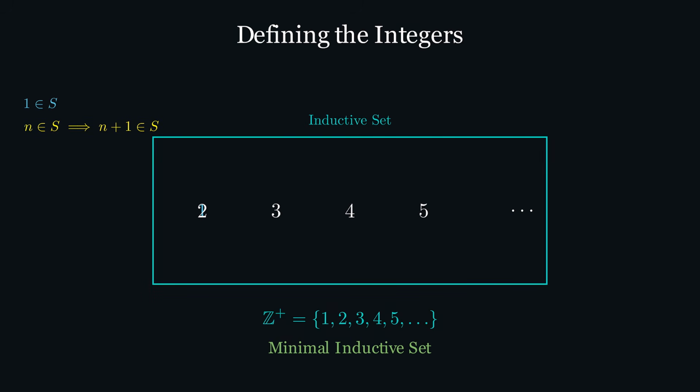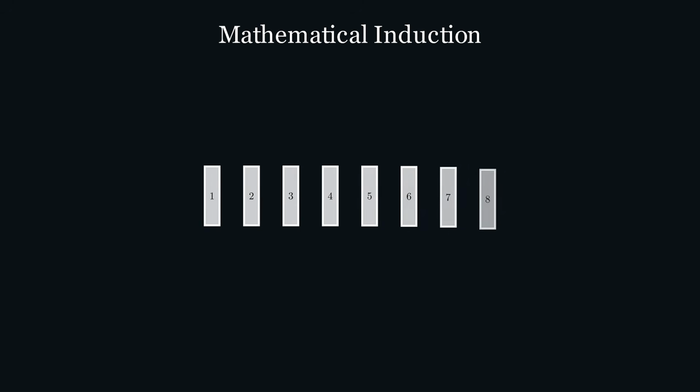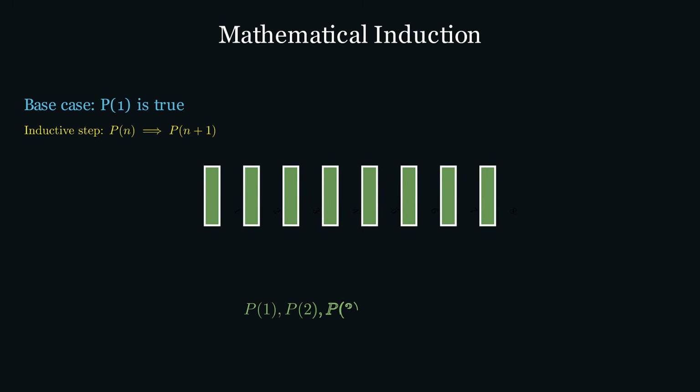It contains 1, then 2, then 3, and continues indefinitely. No gaps exist between consecutive integers. This construction yields the principle of mathematical induction. If a property holds for 1, and whenever it holds for a number, it also holds for the next number, then it holds for all positive integers. The logic resembles falling dominoes. Once the first falls, all subsequent dominoes fall in sequence.